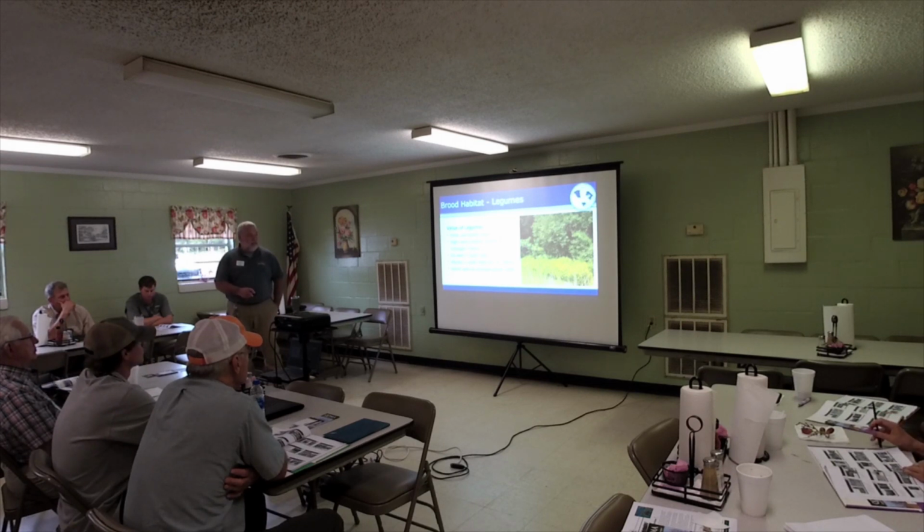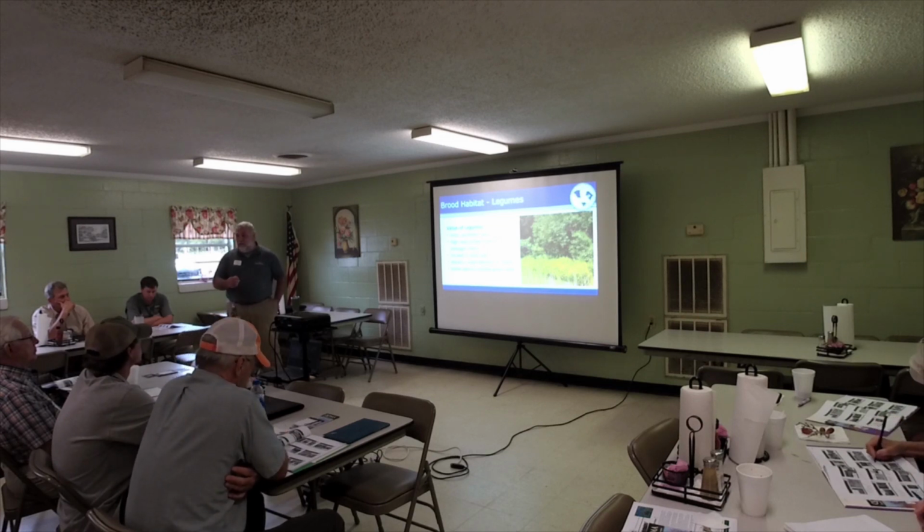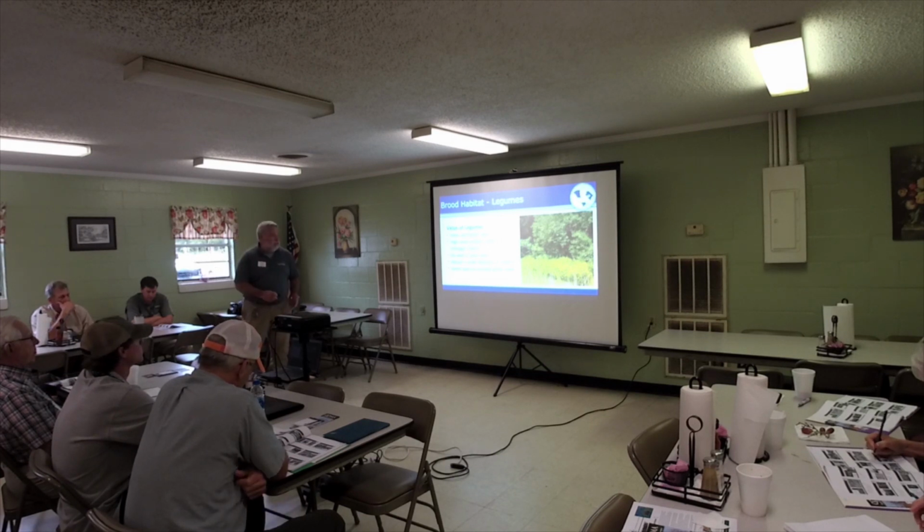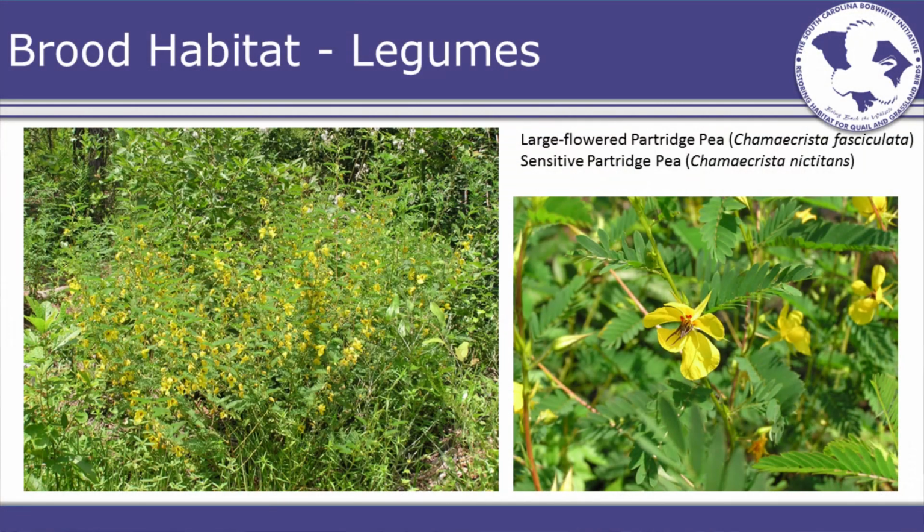But again, this is a good food source. It attracts insects, and it's dense in there, but it's open on the underside, so the birds can get in there. So it provides cover and food. And this is a partridge pea.